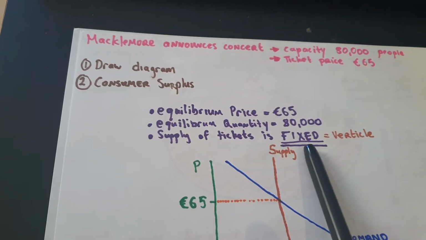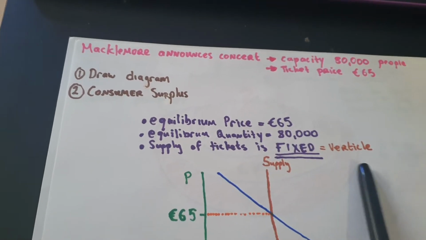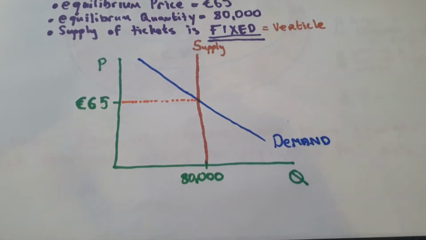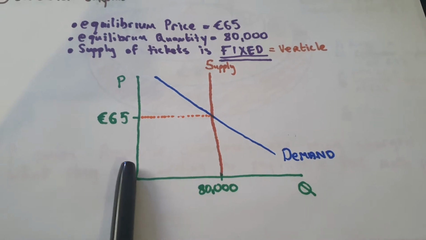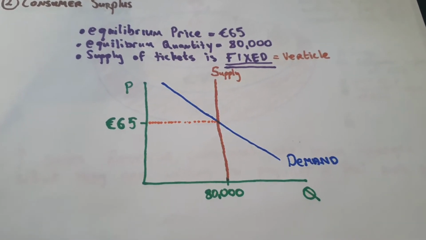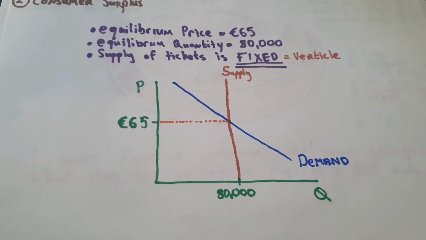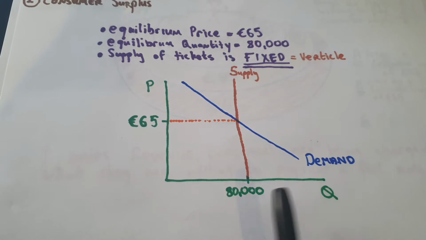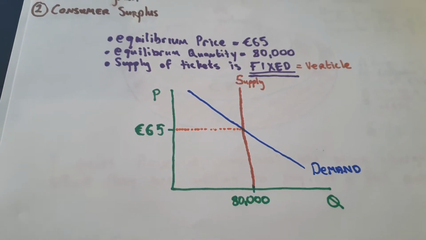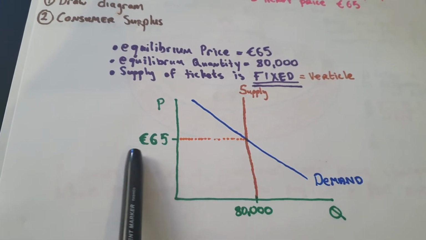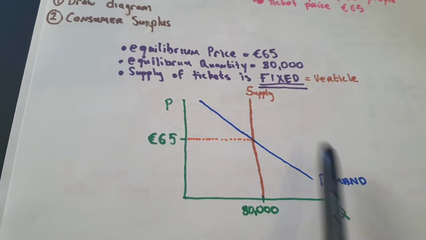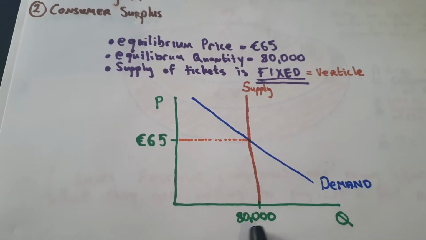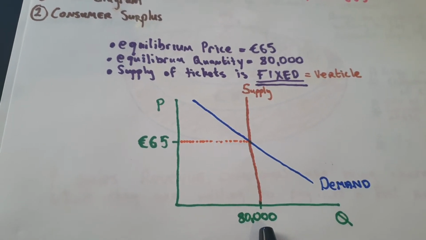And because our quantity is fixed, that means our supply curve is going to be vertical. So when we draw it out, it should look something like this. Again, we have our price on our y-axis. We have our quantity on our x-axis. Demand is going to be downward sloping, left to right. And our supply is going to be vertical. Once we put in our €65 and our 80,000, it's quite easy to draw in our supply and our demand curves. So again, supply vertical, straight up from where our 80,000 is.